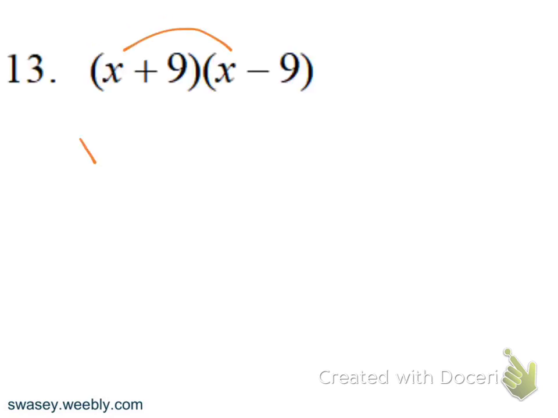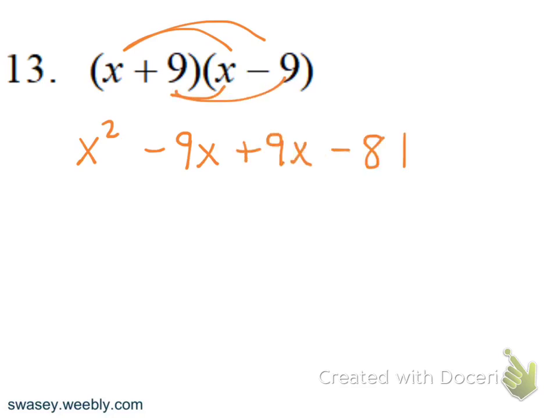Distribute twice, x times x squared, x times negative 9x, 9 times x is 9x, and 9 times negative 9 is negative 81. Combine the like terms, negative 9x plus positive 9x is 0x, you don't have to write it. So we have x squared minus 81.